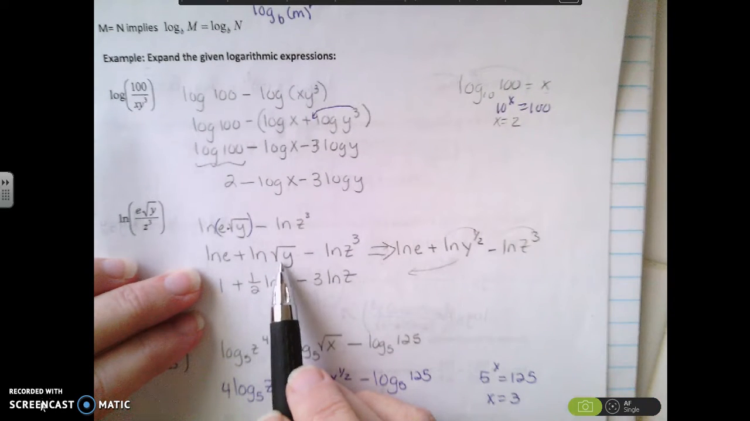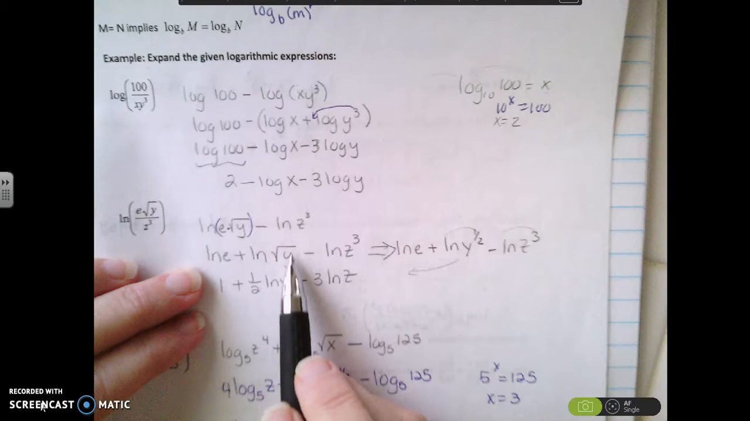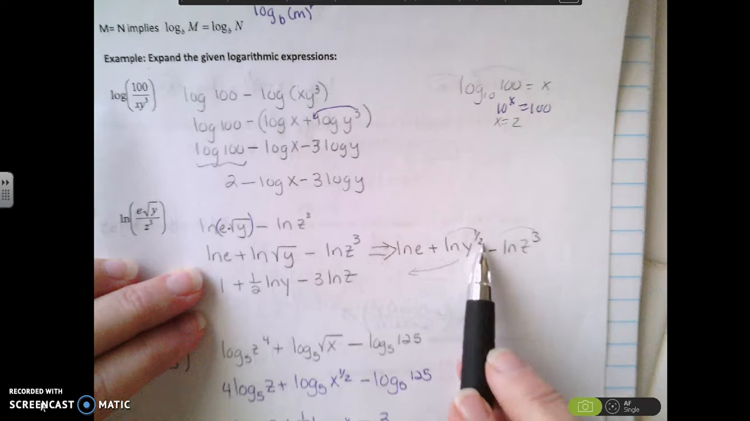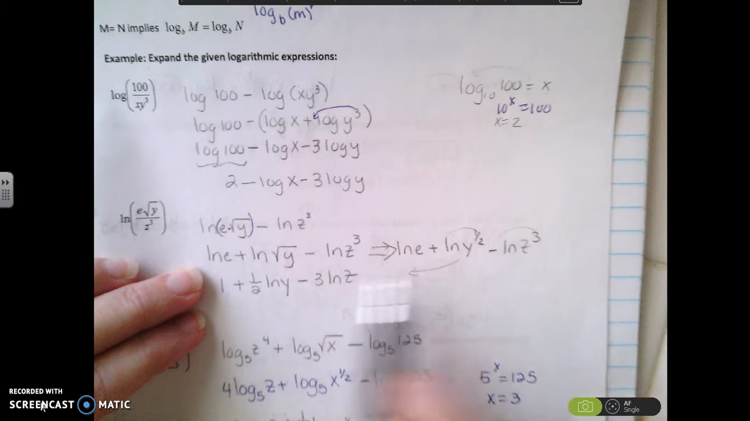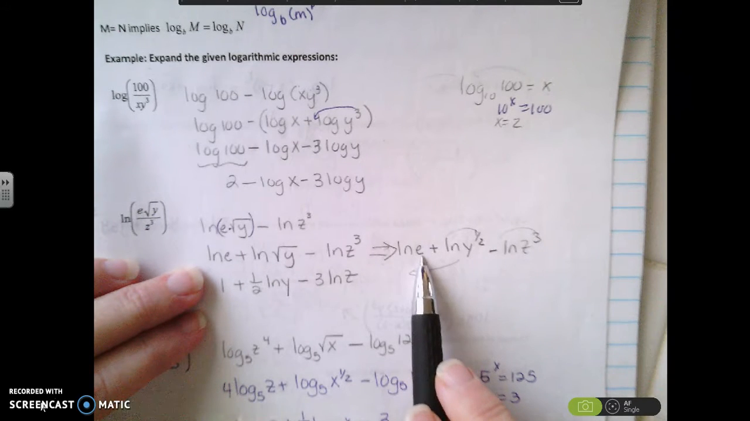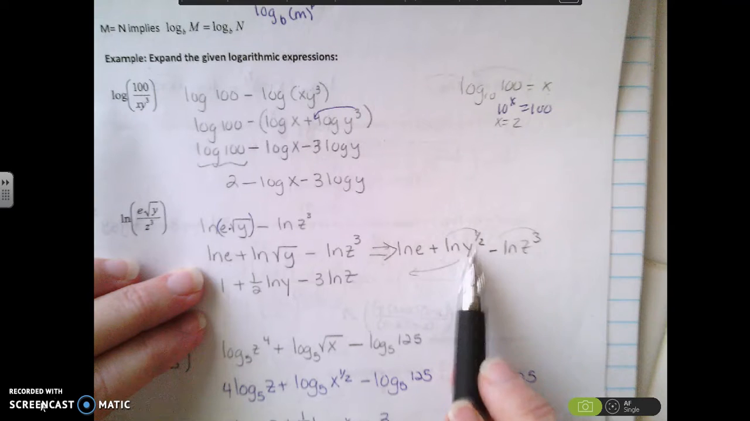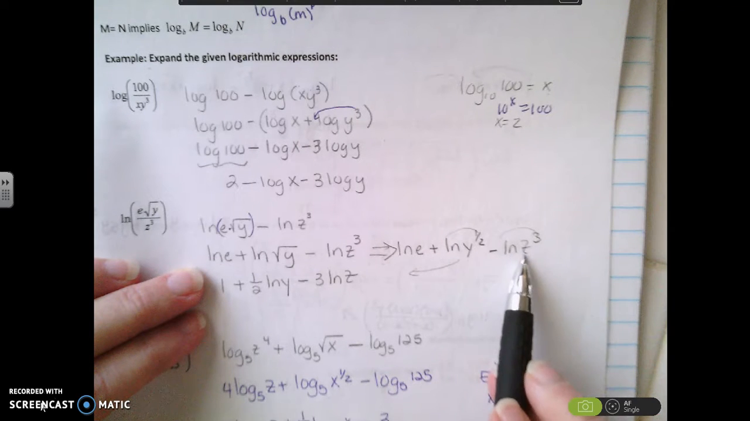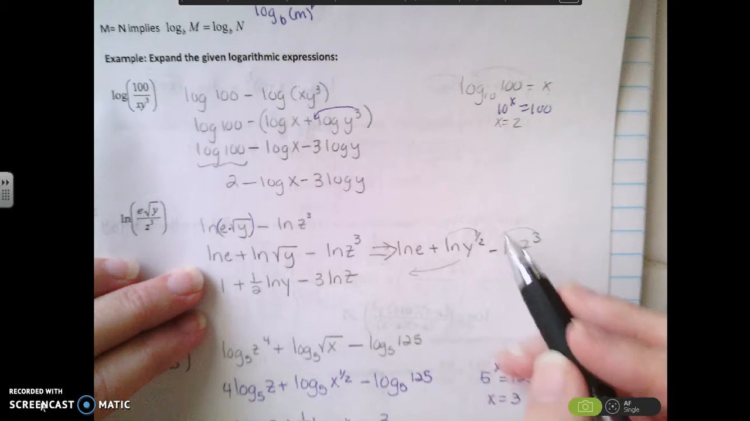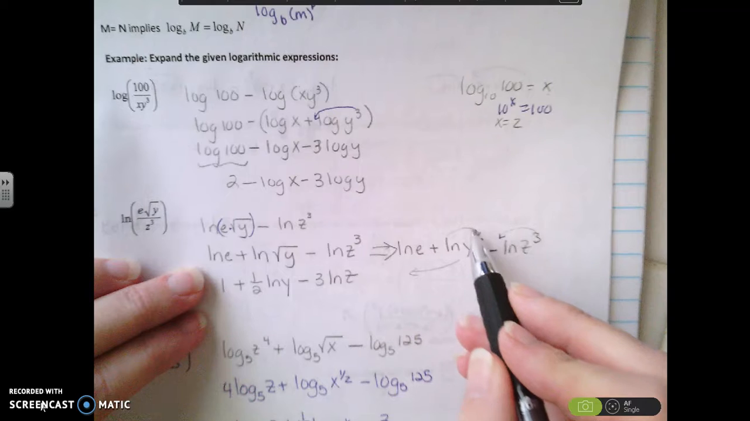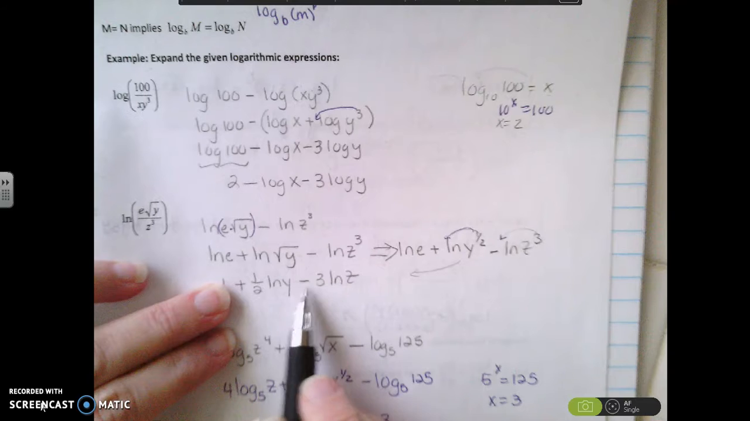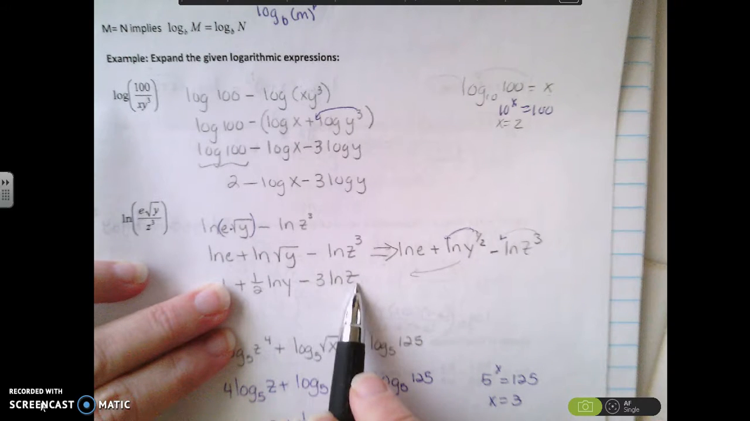So now this is what I've got to remember. ln square root of y is the same thing as y to the 1/2 power. Anytime we have the square root, it's like writing it to the 1/2 power. So now this can be rewritten as ln e plus ln y to the 1/2 minus ln z cubed. So the 3 can come down, right, because of the power property, and the 1/2 can come down. So I end up with 1/2 ln y minus 3 ln z.